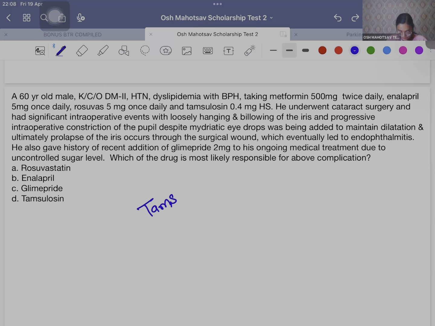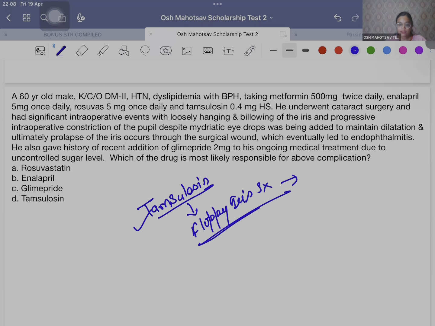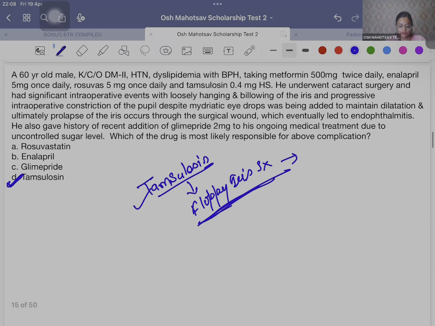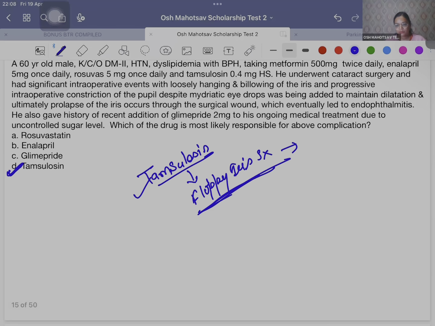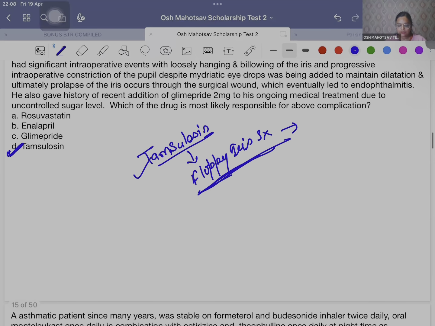tamsulosin has a specific side effect, that is floppy iris syndrome. Whenever a patient is taking tamsulosin and goes for any eye surgery, there will be prolapse of the iris. So this is the tamsulosin side effect, floppy iris syndrome. The specific side effect goes to tamsulosin. Rosuvastatin has nothing to do with this, and enalapril does not have any eye side effect. Glimepiride also does not have any eye side effects.